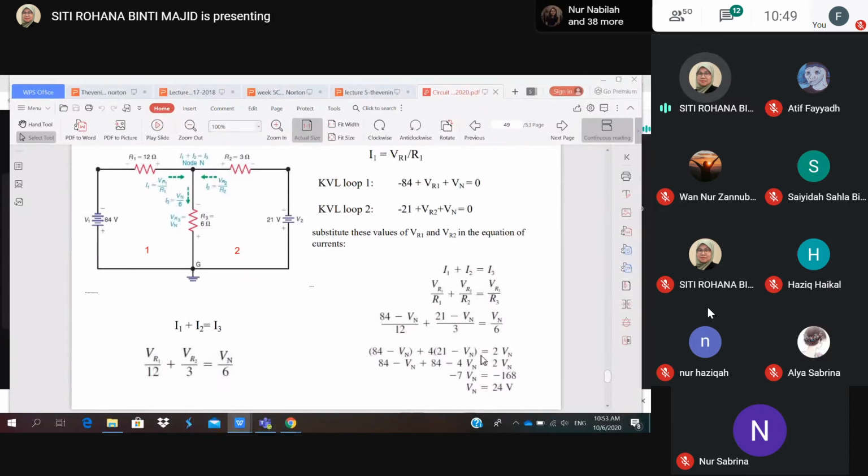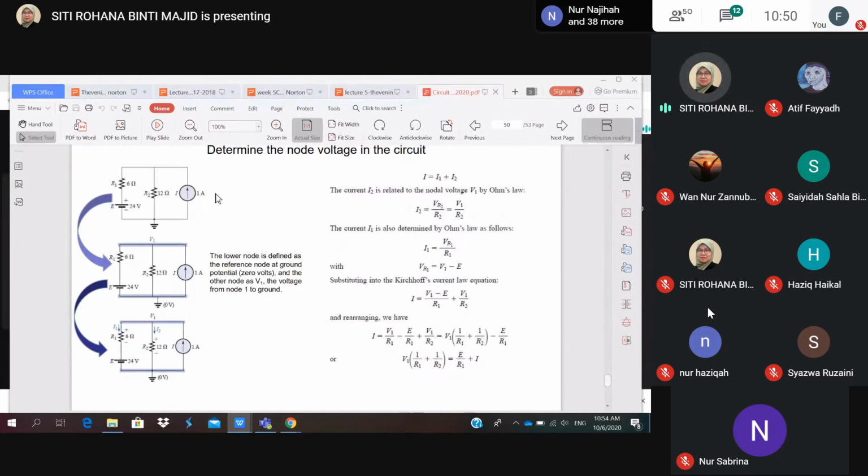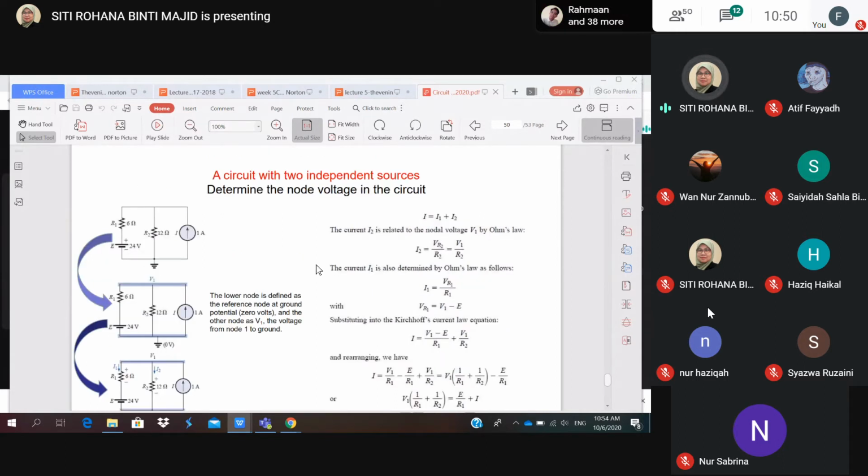I want to stress the circuit with two independent sources. Two independent sources means that here we have a voltage source and a current source. They should be in a round shape, right? Because round shape is an independent source. If we have a diamond shape, then it would be the dependent case.